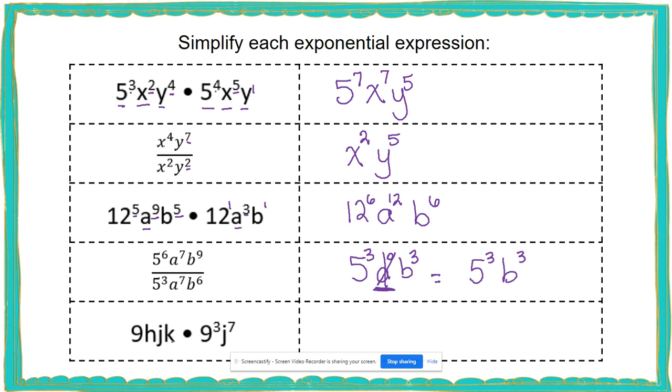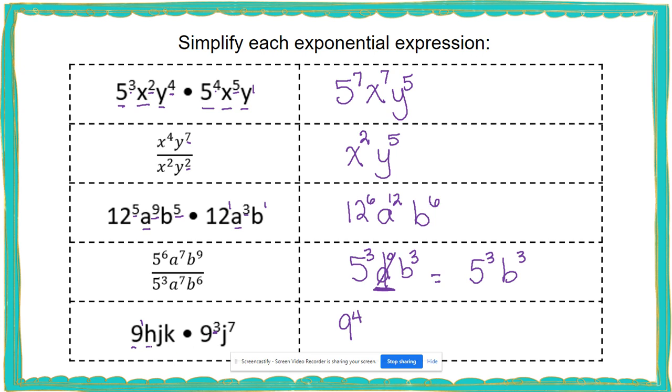All right, for my last problem, I'm going to do 9hjk times 9 to the third, j to the seventh. This is a product, so I'm going to be adding my exponents. So I'm going to start with 9. This 9 has an invisible exponent of 1, so I'm going to add 1 to this 9's exponent of 3, and that's going to give me 9 to the fourth.